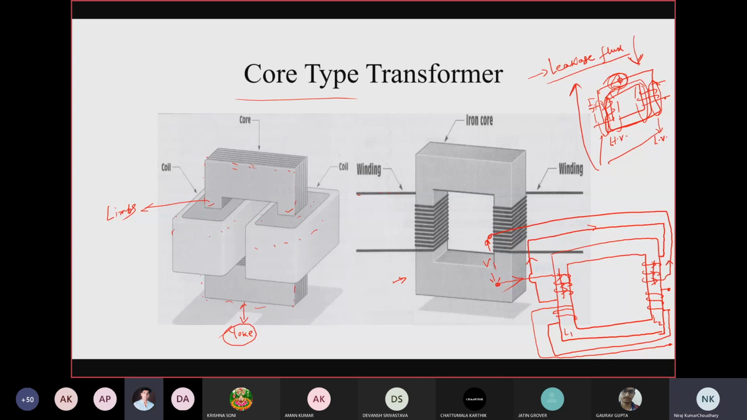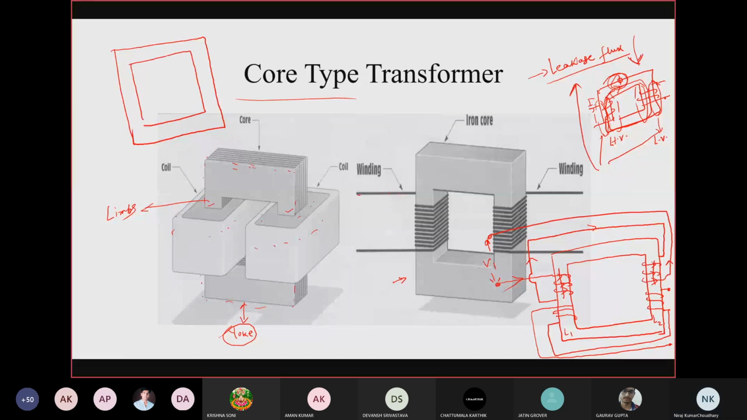चलो इसका दूसरा रिप्रेजेंटेशन भी देखो, किसी किसी बुक में रहता है कैसे. Suppose this is the core of the transformer, right? तो कहीं कहीं देखोगे इस तरह से रहता है दिया हुआ. This is your low voltage winding. इसके ऊपर रहता है high voltage winding.